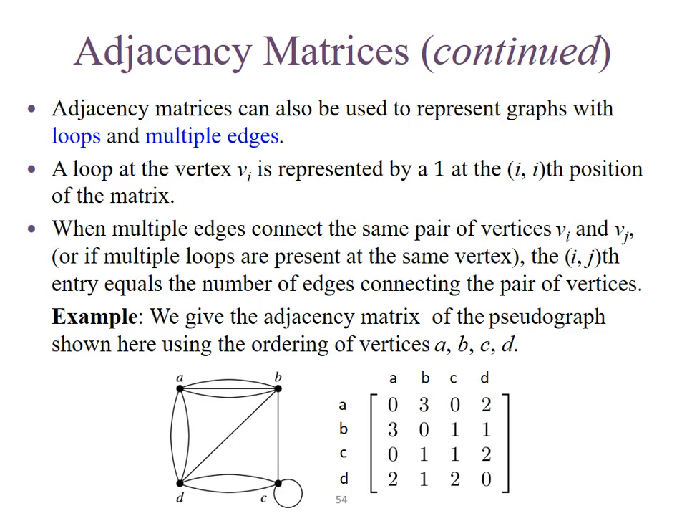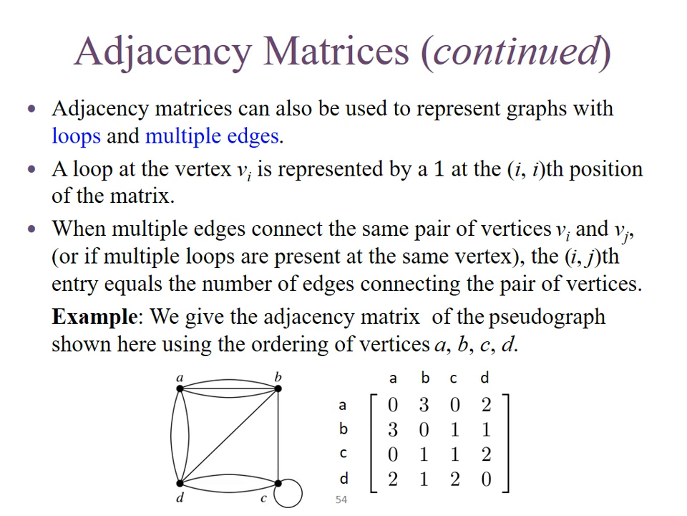Okay, the adjacency matrix can be applied to a lot of different problems because it allows us to use loops and multiple edges in this graph. Let's see for this example, if A and B have multiple edges, multiplicity 3, then for the adjacency matrix, the entry A into B is 3.